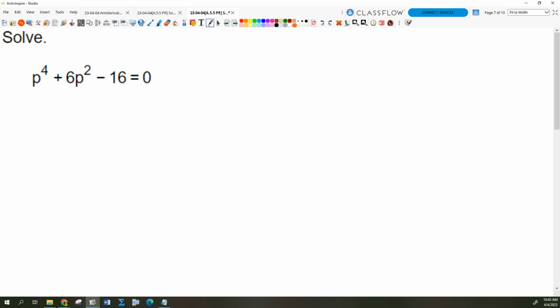We had things like, instead of p to the 4th plus 6p squared, our coefficients here are just 1, 6, and -16, right, in our trinomial? So what we'd like to do instead is write that as 1 times something squared plus 6 times something minus 16.